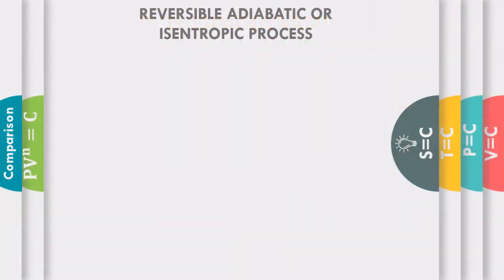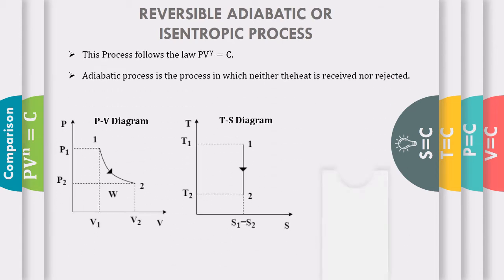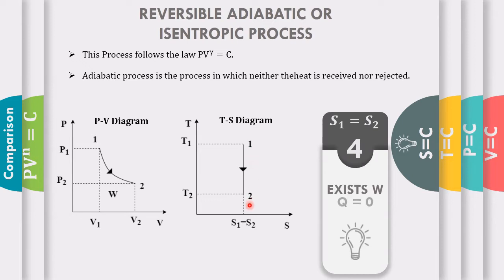Before getting into the lecture, a quick recall: in an isentropic process the heat transfer is zero because there is no area under the curve in a TS diagram. Here it follows the law PV^gamma equals constant, where gamma is your adiabatic index. Since it is an adiabatic process, heat is neither received nor rejected by the system. So heat transfer is zero, with the condition that entropy S1 equals S2.